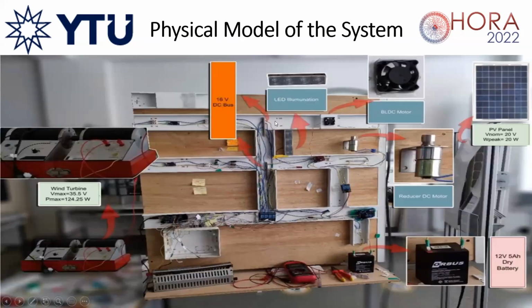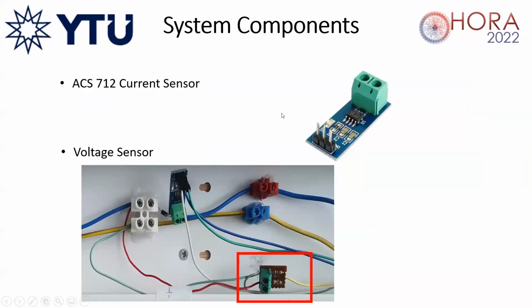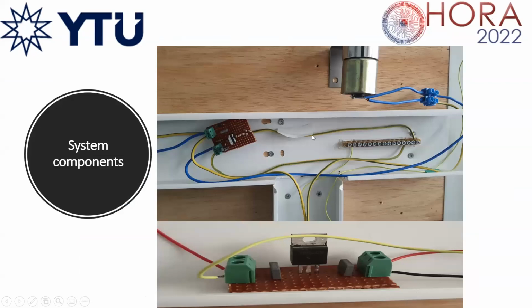Here is a physical model. You can see the connection lines to the wind turbine, PV panel system, and our loads, and also electrical equipment for measuring the voltage. Among other system components, we use the ACS sensor for measuring the current. Also, we designed a voltage sensor, as you can see. These are measuring cables. These are data and ground cables. Those are our designed DC-DC buck converter circuits. We are using these for feeding the load with an acceptable voltage value.